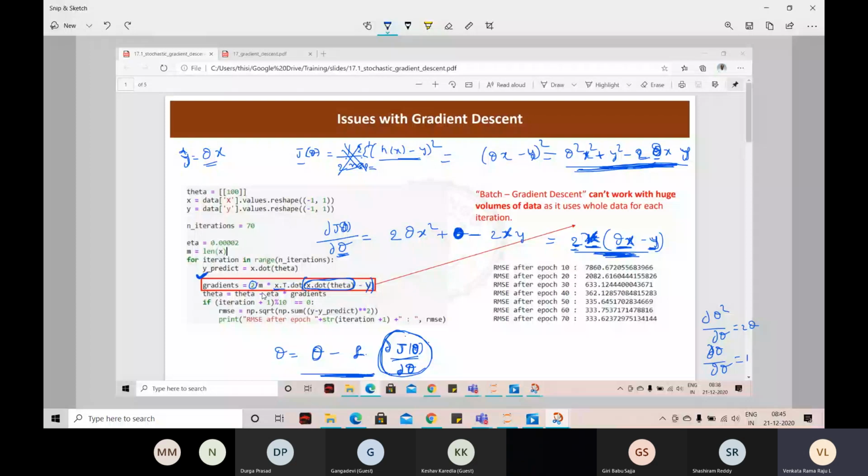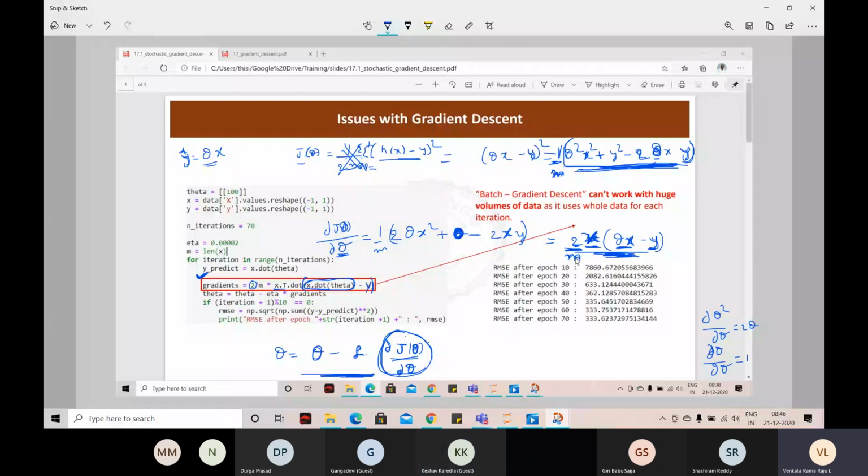It will take some time. 1 by m and brackets. And now you apply derivative here. You get 1 by m here also. It is going to be 2 by m. You see 2 by m now. 1 by m here, 1 by m here, and 2 by m here. Now you see, right?